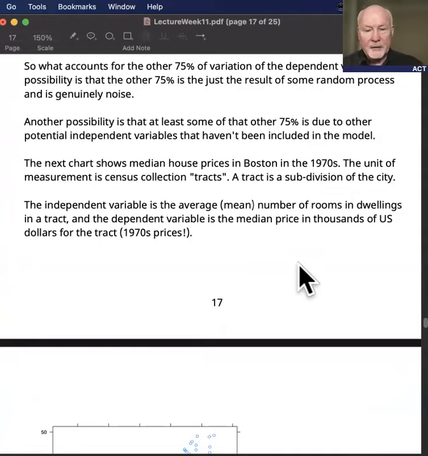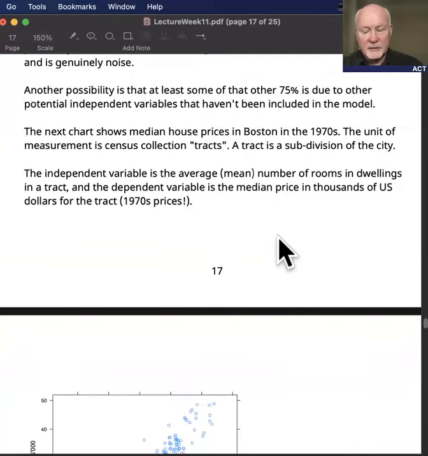So the dependent variable here is median house prices in Boston in the 1970s, and the unit of measurement, the rows, if you like, in the data table, are what are called census tracts. So they are small areas of the city which are assigned to census data collectors. I'm not quite sure how big they are, but they might be a few city blocks or something like that. In the data set there is, I think, somewhere between 400 and 500 of these.